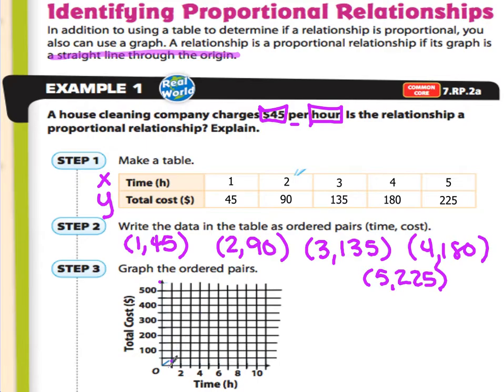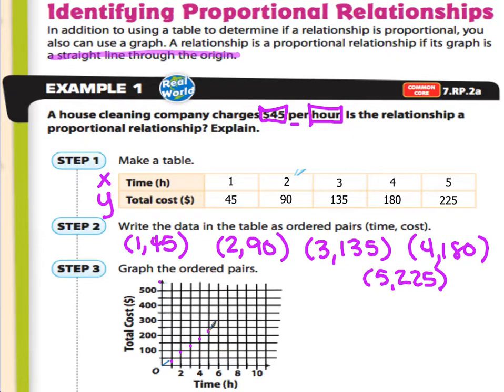Okay, so now 2 hours is going to cost me $90. 3 hours, so 3 is going to be between 2 and 4, is going to cost me $135. Again, do your best. 4 hours is going to cost $180, so $180 has to be between $150 and $200. 5 hours is going to cost $225, so $225 should be directly between $200 and $250.